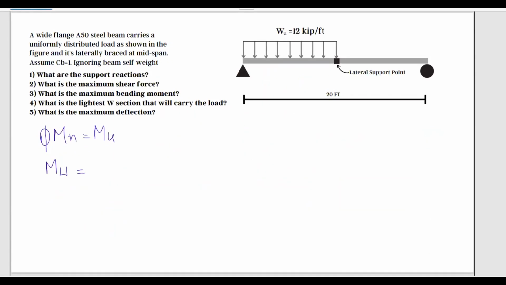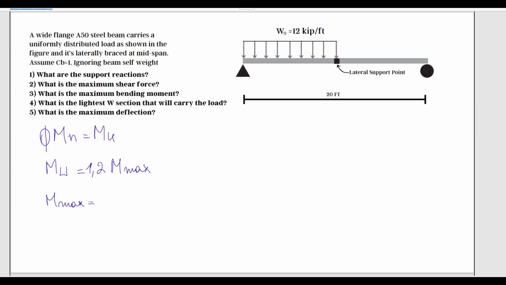So let's say you have to calculate the maximum moment, and you haven't done all of the work we did so far. We're going to go to mechanics of materials, get our formula, and here Mu equals 1.2 M max. Mu is the ultimate moment, and it's factored.